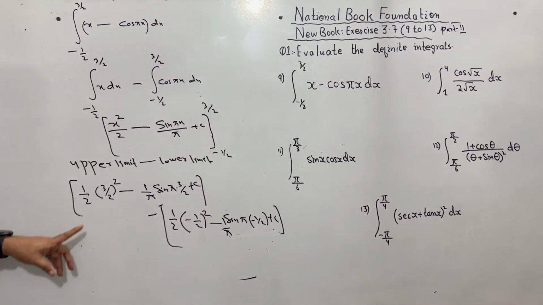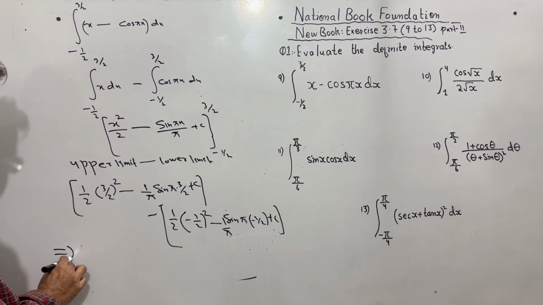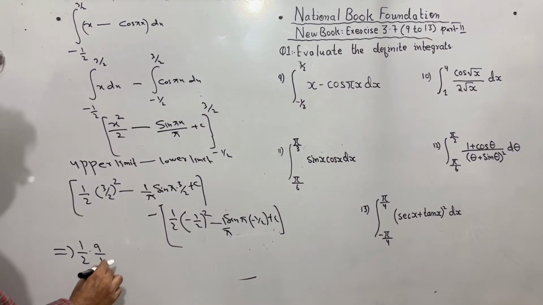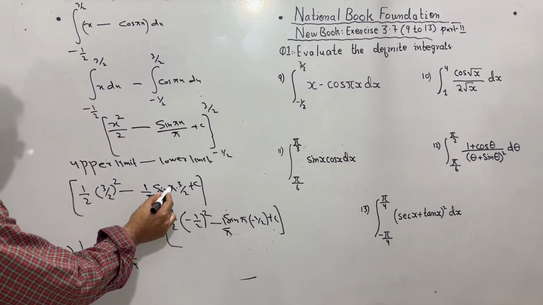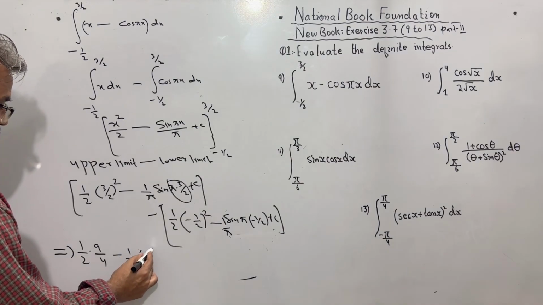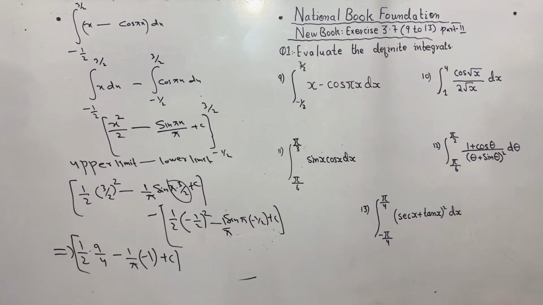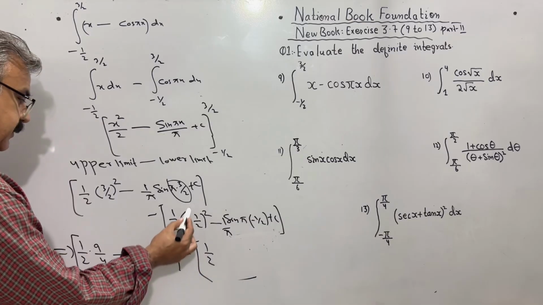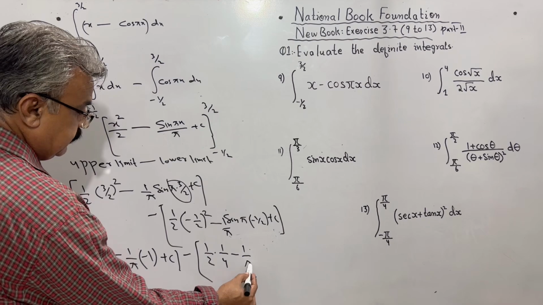Let's see. The square of 3 is 9, square of 2 is 4. We have something like 1 over 2 times 9 over 4 minus 1 over pi. Value of sine 3 pi over 2, it falls in the third quadrant. Its value is minus 1. One can check with a calculator as well. Now the lower limit: 1 over 2, the square of negative 1 over 2 is positive 1 over 4, minus 1 over pi.